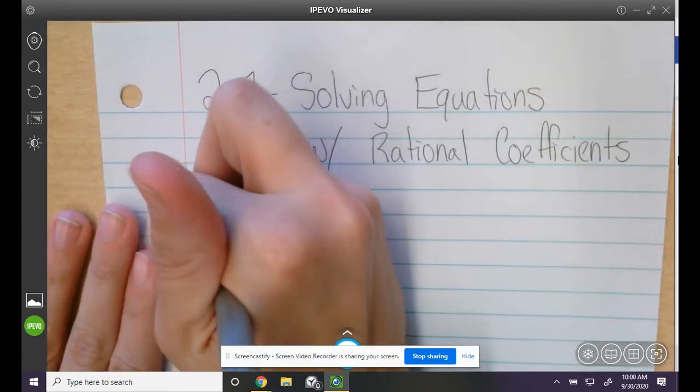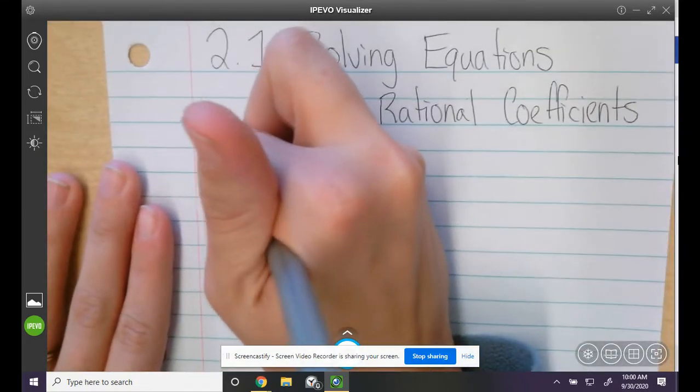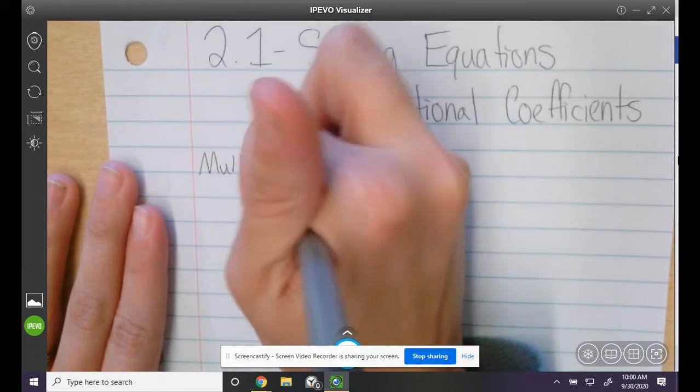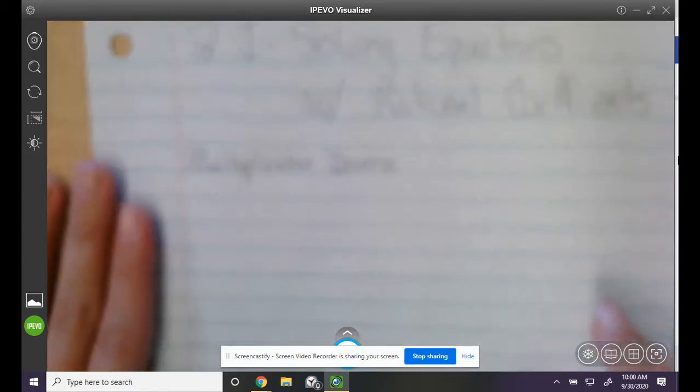So before we get into that, we first have to learn a vocab word. This vocab word is multiplicative inverse. And I most definitely probably spelled that wrong.